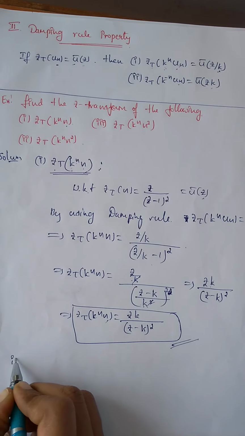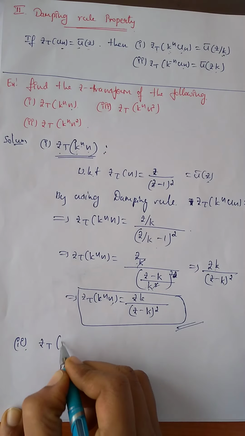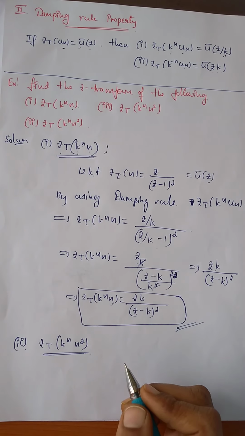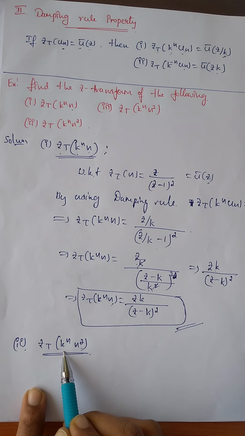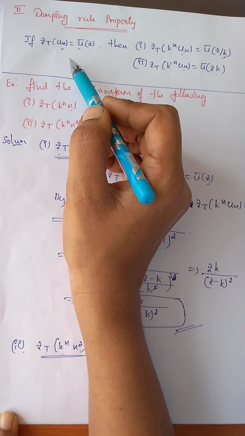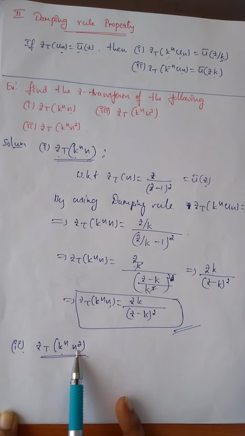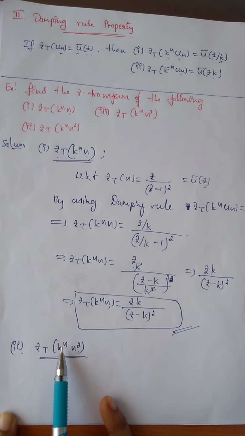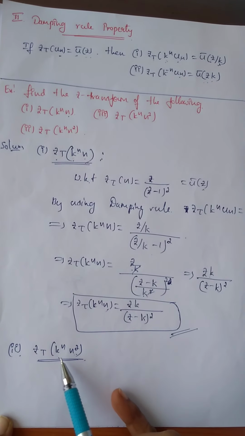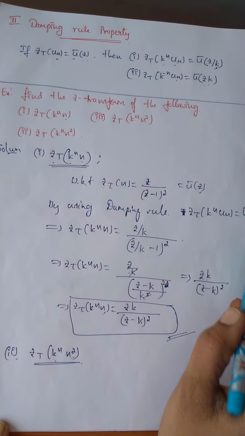Okay, the second one: we have to find Z transform of k to the power of n into n square. So here also apply the same procedure. The function n square is multiplied with k to the power of n. Therefore apply the damping rule property. Using this property we should replace z by z divided by k. Suppose the same function is multiplied by k to the power of minus n, we should replace z by z into k term. Here plus n is multiplied by k to the power of n term. Therefore just replace z by z divided by k.